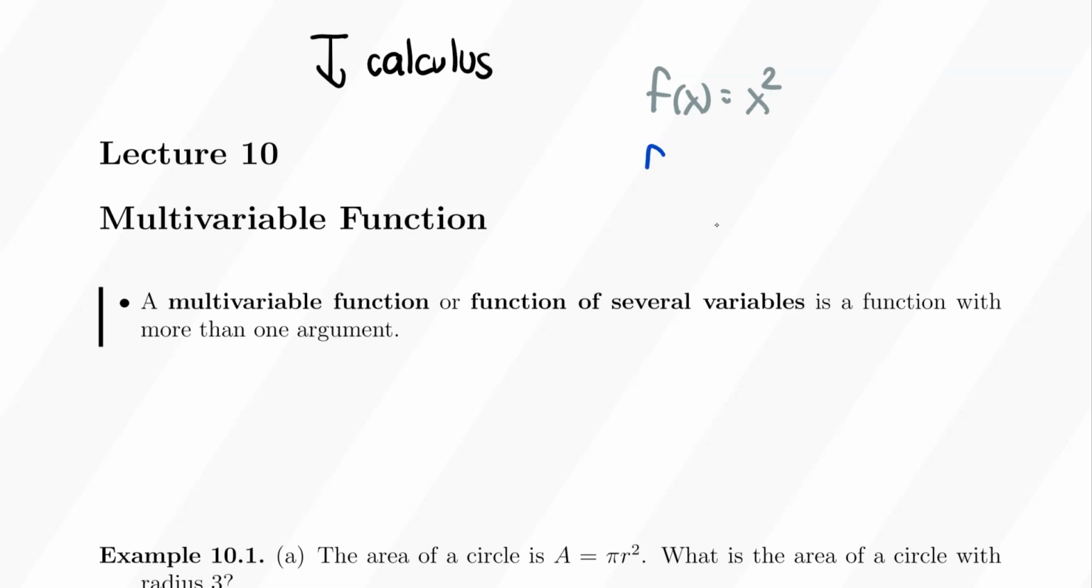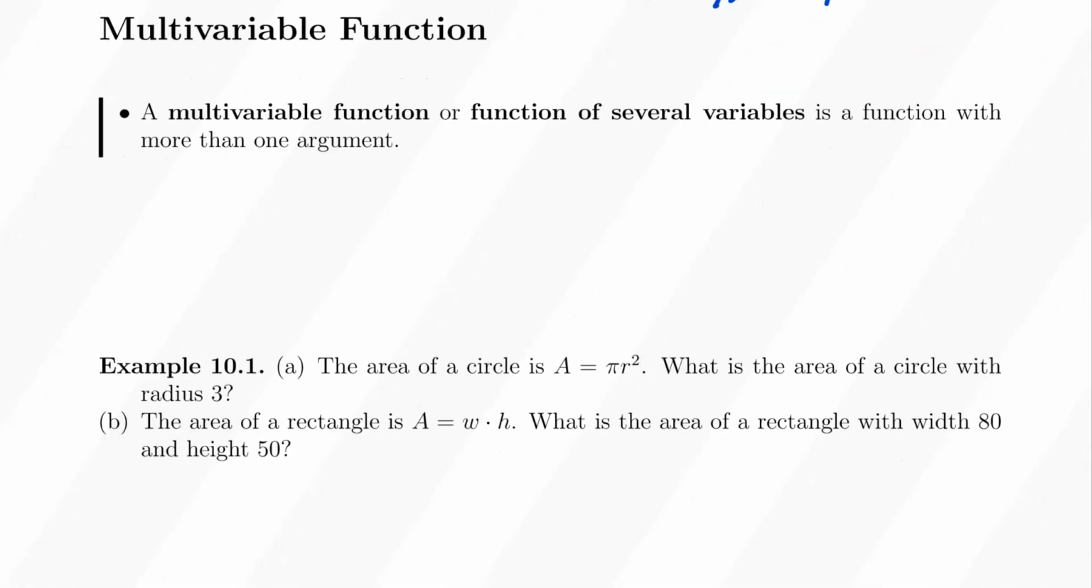However, it could be the case that your function has 2 or more variables, like what if my function is x squared plus y squared. This kind of function is called a multi-variable function or a function of several variables. Normally, we're just gonna put all the variables that we have inside the parentheses after the name of the function. Like in this case, I'm gonna say that f of x and y is x squared plus y squared.